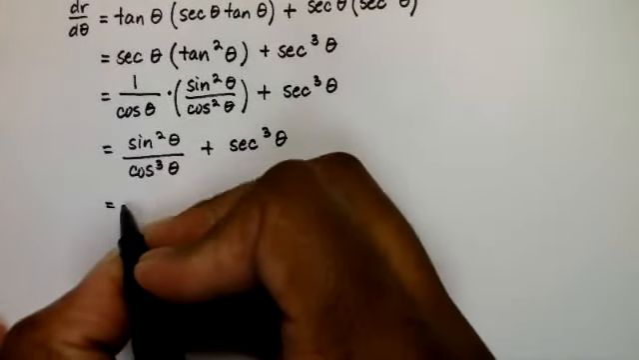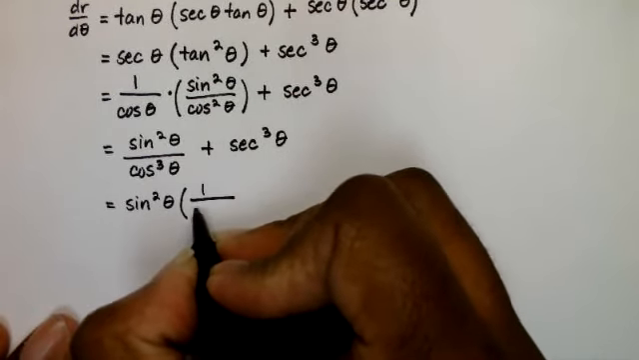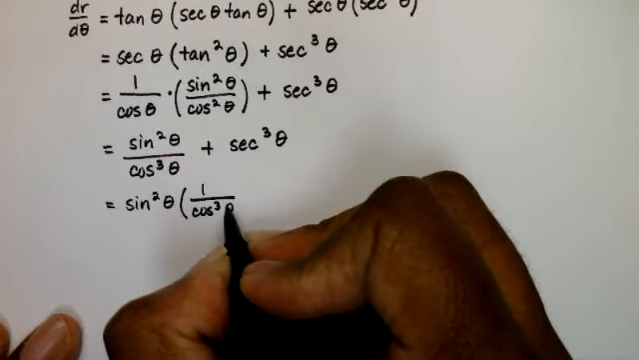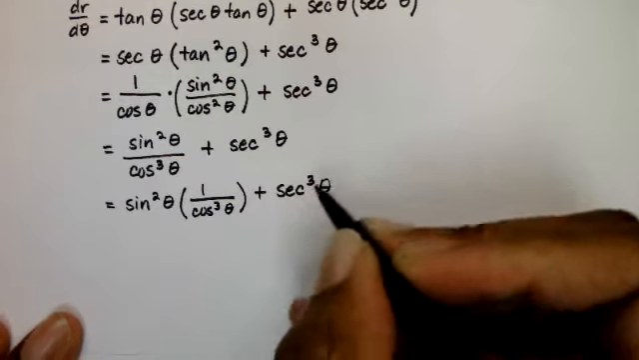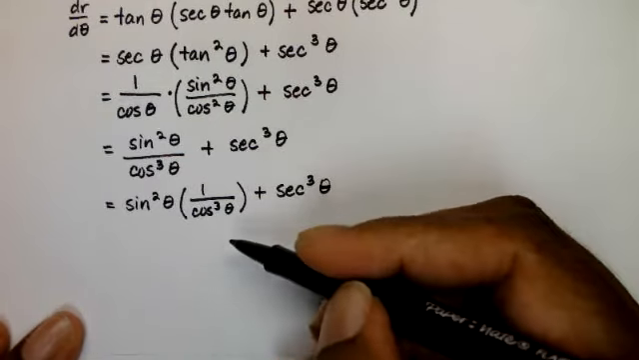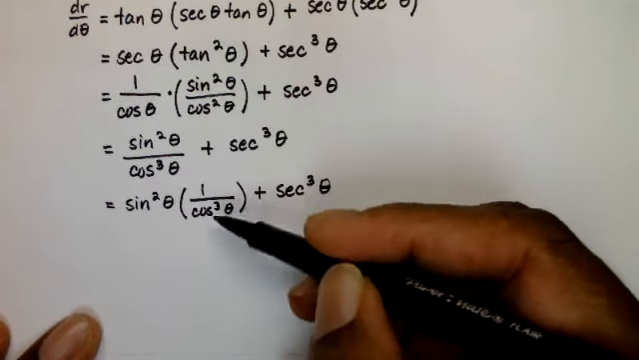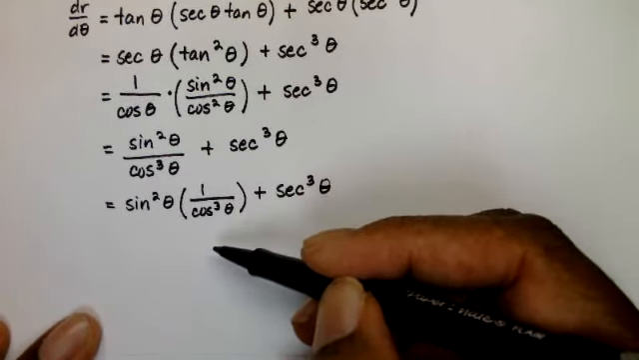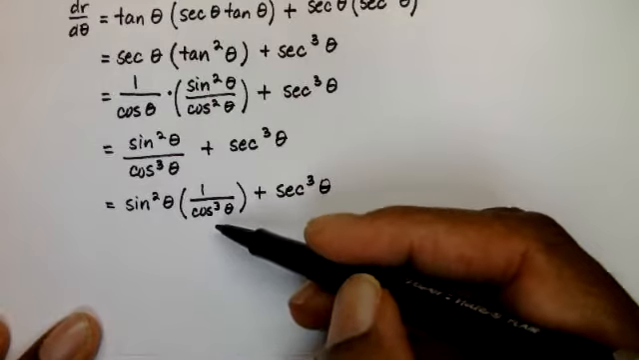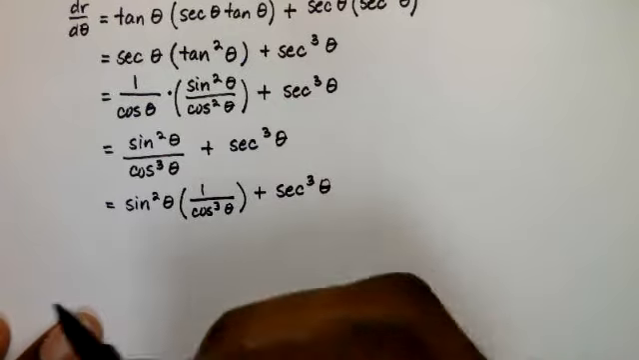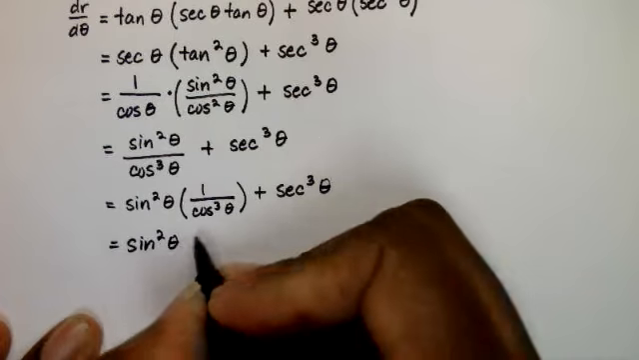Now, what I'm going to do is break this up as sine squared theta multiplied by 1 over the cosine cube of theta. There is a reciprocal identity, where 1 over the cosine of theta is the secant of theta. So 1 over cosine cube of theta would be the secant cube of theta.